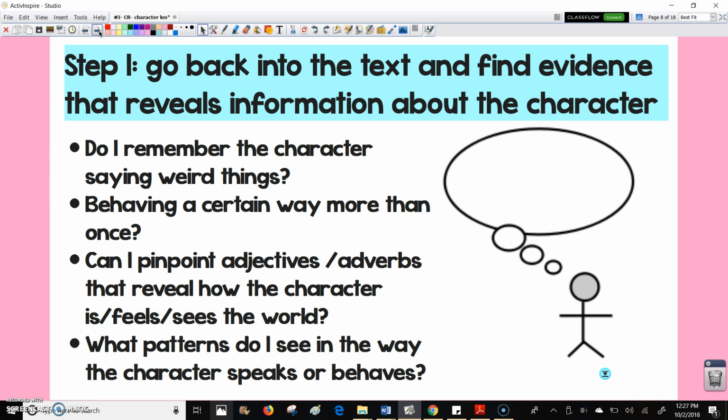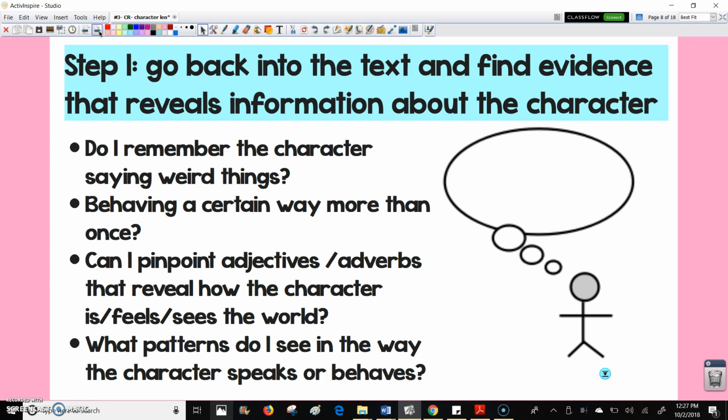So what am I going to look for? Obviously any scene that the character's in, anytime the character's talking, anytime the character's doing something. Do I remember the character saying weird things? Because if I remember that, that would be a key part that I could probably get some good deep thought out of. Do I remember the character behaving a certain way more than once?